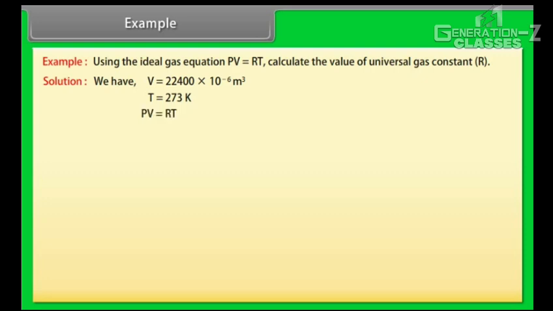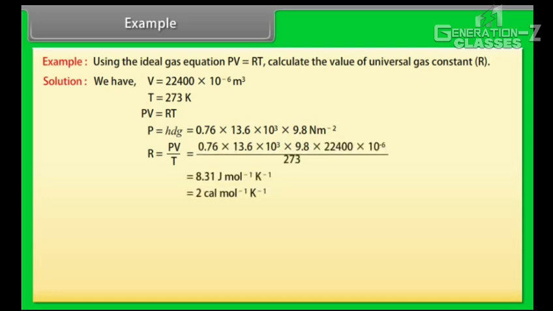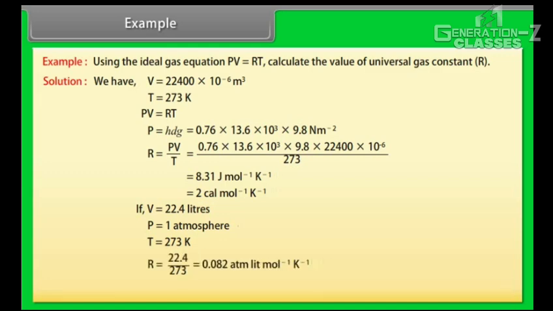PV = RT, P = hρg. Now, we calculate the value of R by putting the values. R = PV/T = 2 calorie per mole per Kelvin. If V = 22.4 liters, P = 1 atmosphere, T = 273 Kelvin, R = 0.082 atm liter per mole per Kelvin. Hence, the value of universal gas constant is 0.082 atm liter per mole per Kelvin.